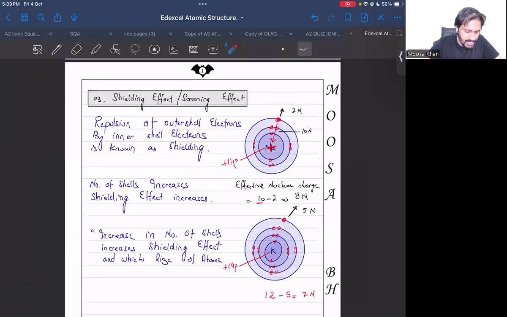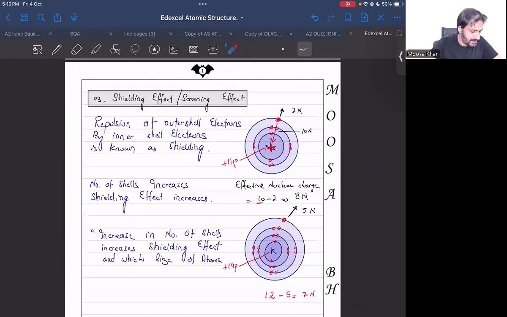We were comparing the shielding effect of sodium and potassium, remember? And for potassium, the shielding effect is greater. Why? Because potassium atom has more inner shells. So although there are more protons in the potassium atom as compared to sodium atom, due to the increased shielding, the size of the potassium atom is greater because there are more shells. Secondly, there is greater shielding, although the nuclear charge is greater.